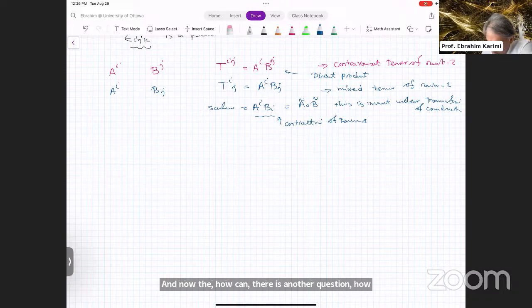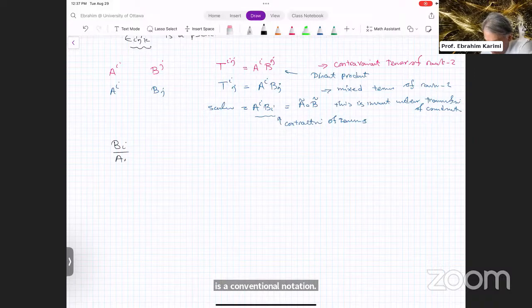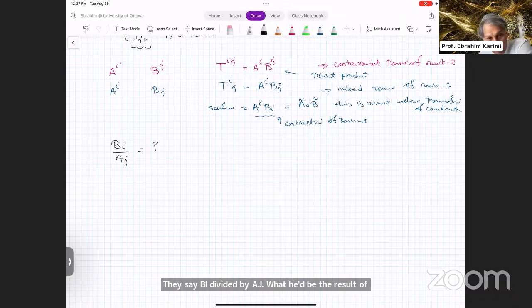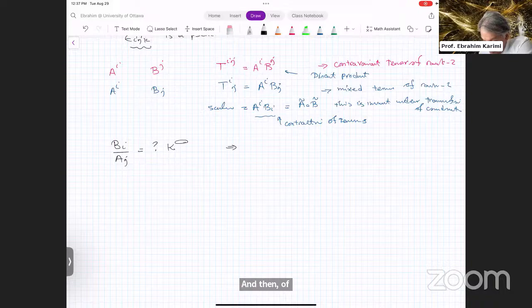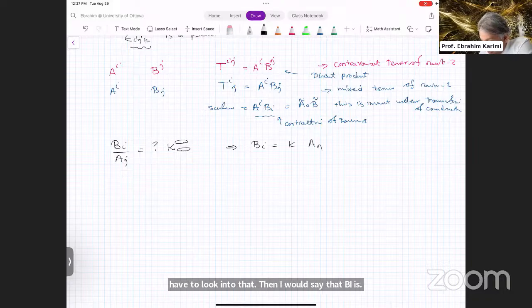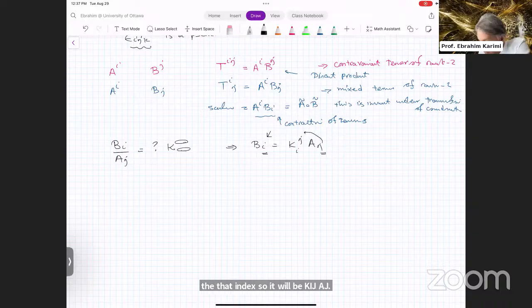Let's say, what is the result of, let's go with something which is a convention notation, let's say B_i divided by A_j. What would be the result of this? Instead of dividing them, I will call this a K, and of course there will be some indices which I have to look into. Then I would say that B_i is this K multiplied by A_j. That one has one index, this one has one index, so definitely the summation will be on this index because the other side is independent of that index. So it will be K_ij A_j.